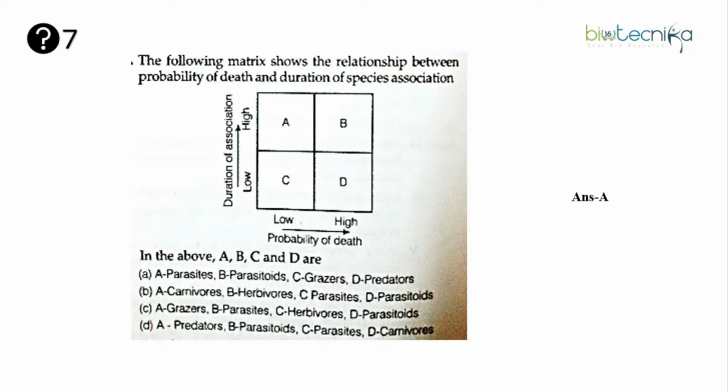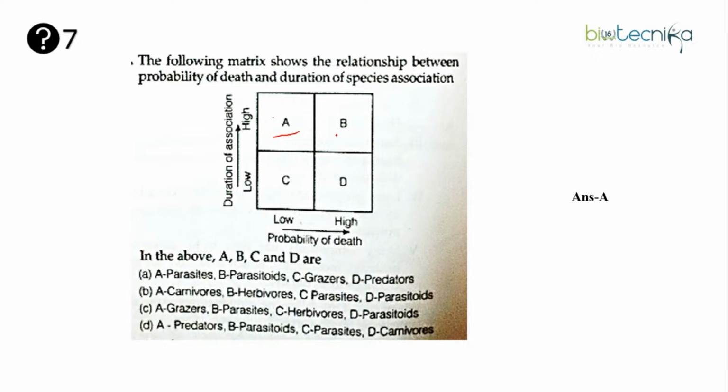The correct answer is option A. So parasites will come here. Probability of death is low, duration of association is high. The parasites, they might spend a part of their life cycle or their entire life cycle in a host, or maybe two hosts they can have. But they usually don't kill the host. They just spend their life cycle within the host. That can have an impact on the host, but that doesn't lead to death as such. So probability of death for a parasite is low.